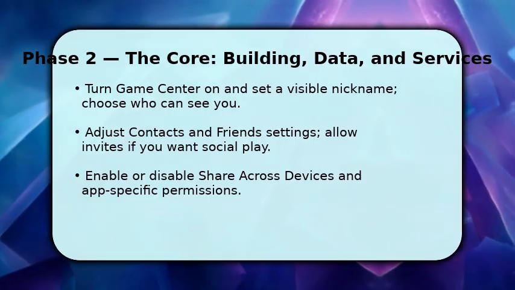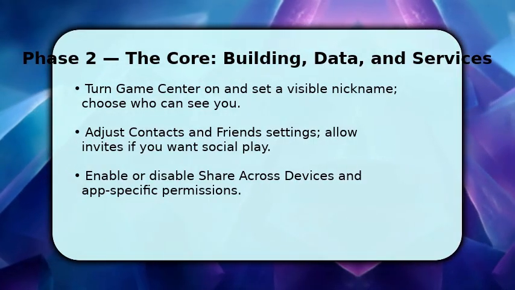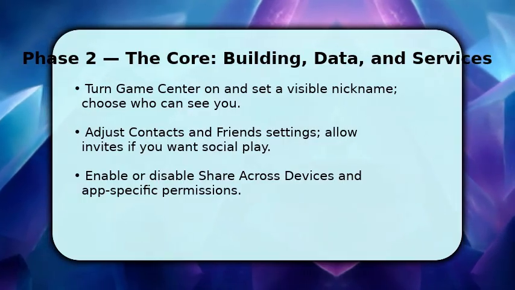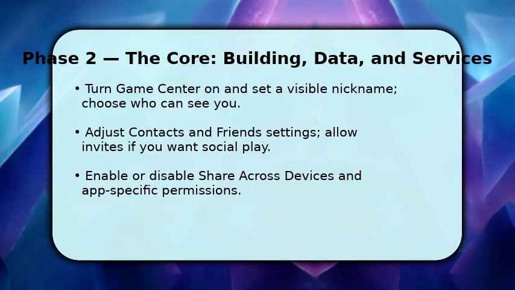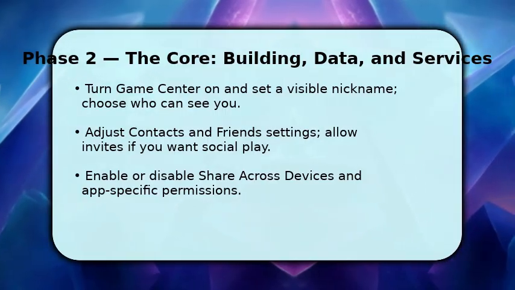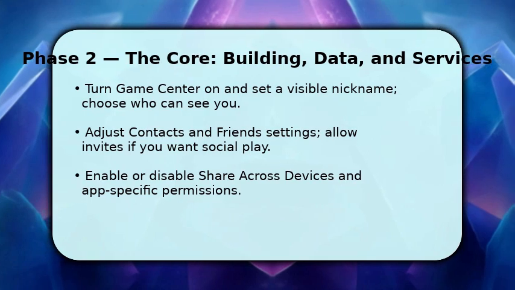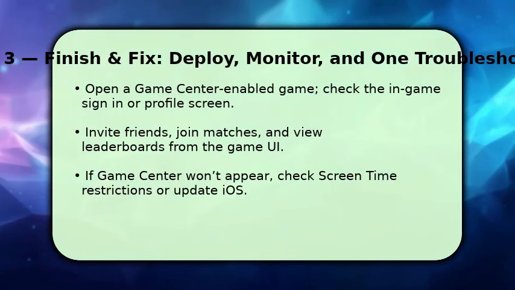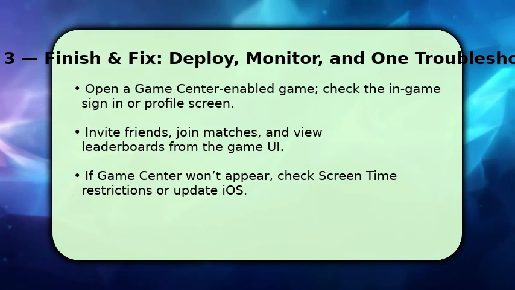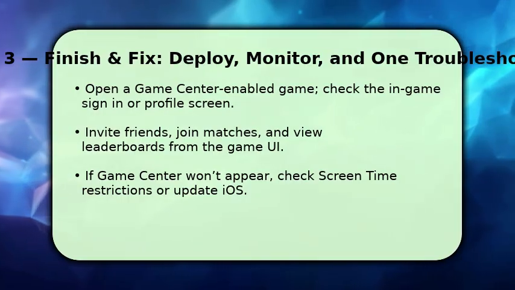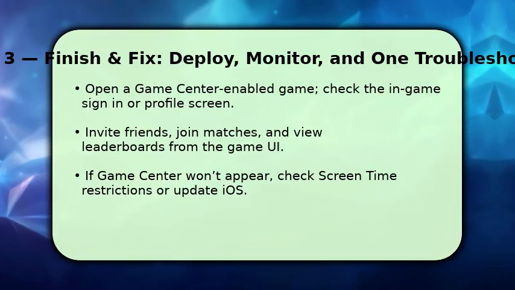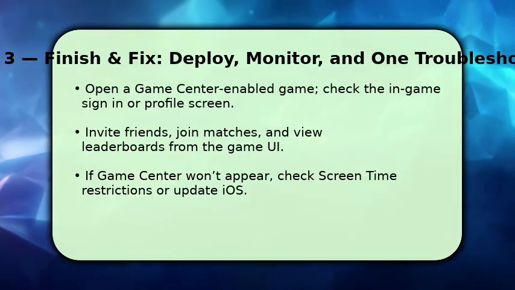Finally, review per app permissions, so each game can access Game Center features like leaderboards and multiplayer invitations. Finish by opening a Game Center-enabled game and confirming you're signed in there. Many games show a small Game Center icon or profile area. Use the in-game menus to invite friends, join multiplayer matches, or view leaderboards and achievements.